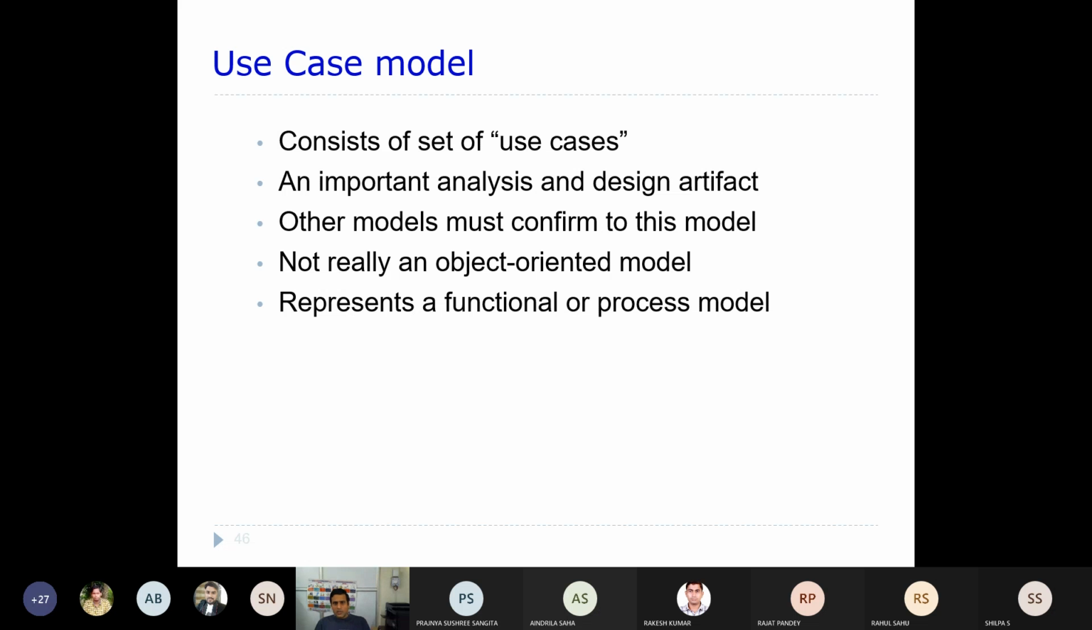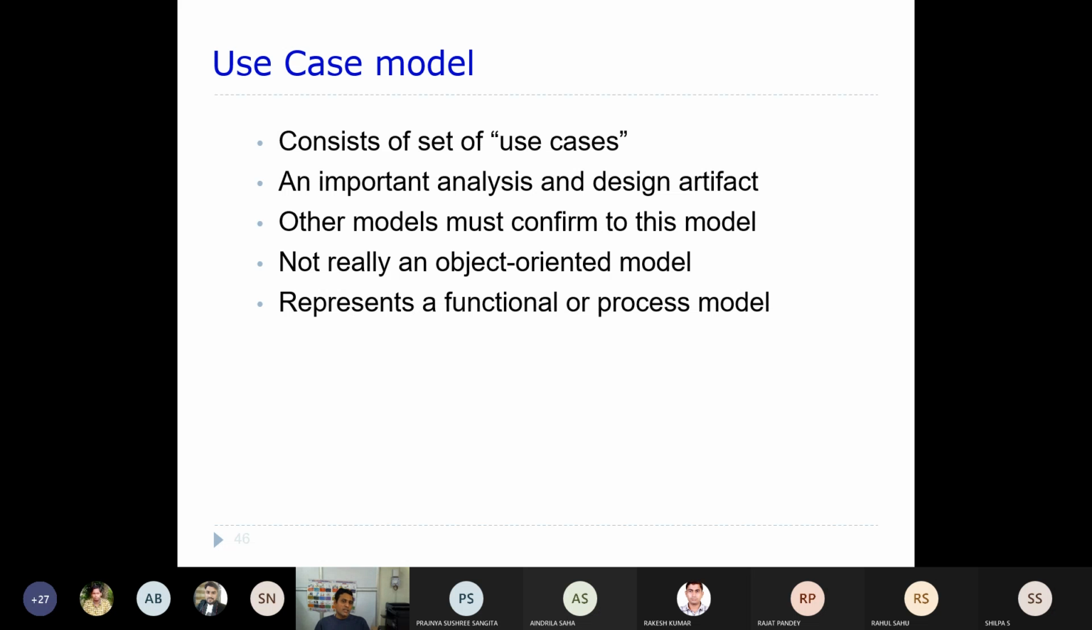It is also very important for analysis and design, so other models must conform to this model. It is the first model, after which the different other models we will see will also conform to and comply with this particular model. It is not really an object oriented model.